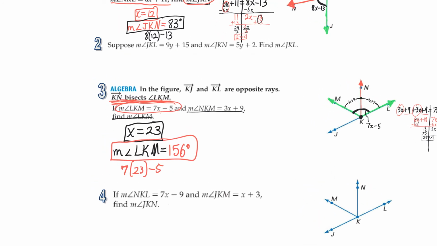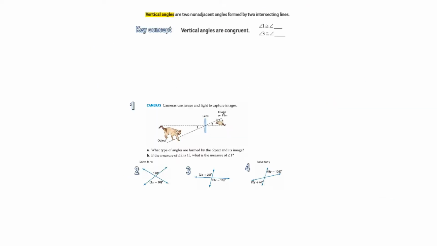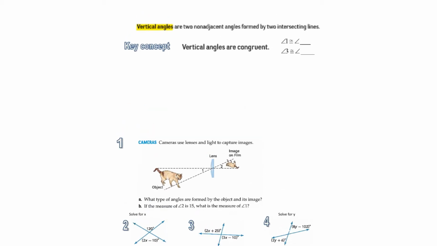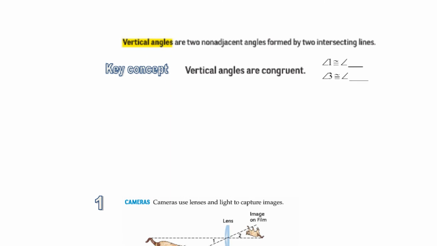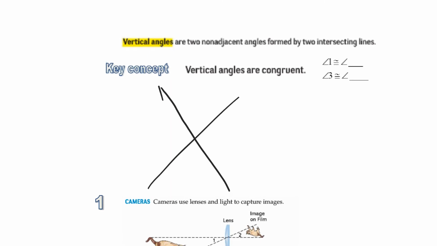Okay, so that's dealing with angle bisectors. Remember, it's a ray that cuts an angle exactly in half. Now, the second half of what I want today is vertical angles. So on the back, I want you to draw just two lines that cross each other, like a big X. Just draw two big lines that cross each other, make a big X like this.